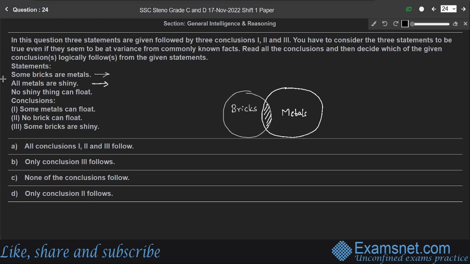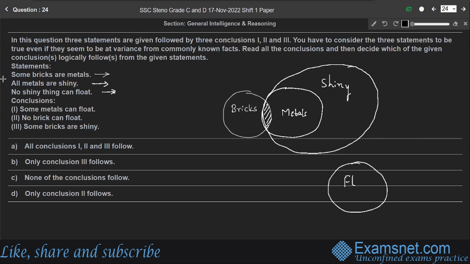And the second one, all metals are shiny. So that means the set of metals is completely included in the set of shiny. So we'll consider the set of shiny. So all metals are shiny. And the third one, no shiny thing can float. No shiny thing can float means, if there is a set of float, it is excluded from the set of shiny. That means strictly there is no relation between shiny things and float.